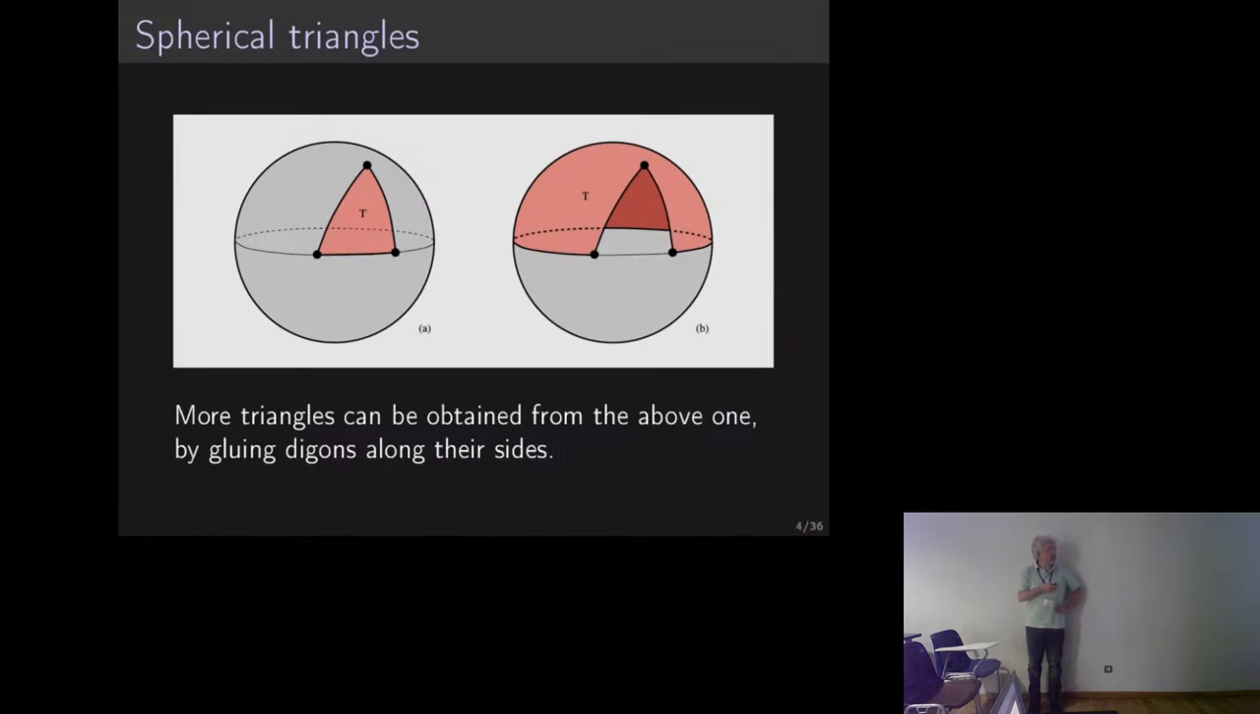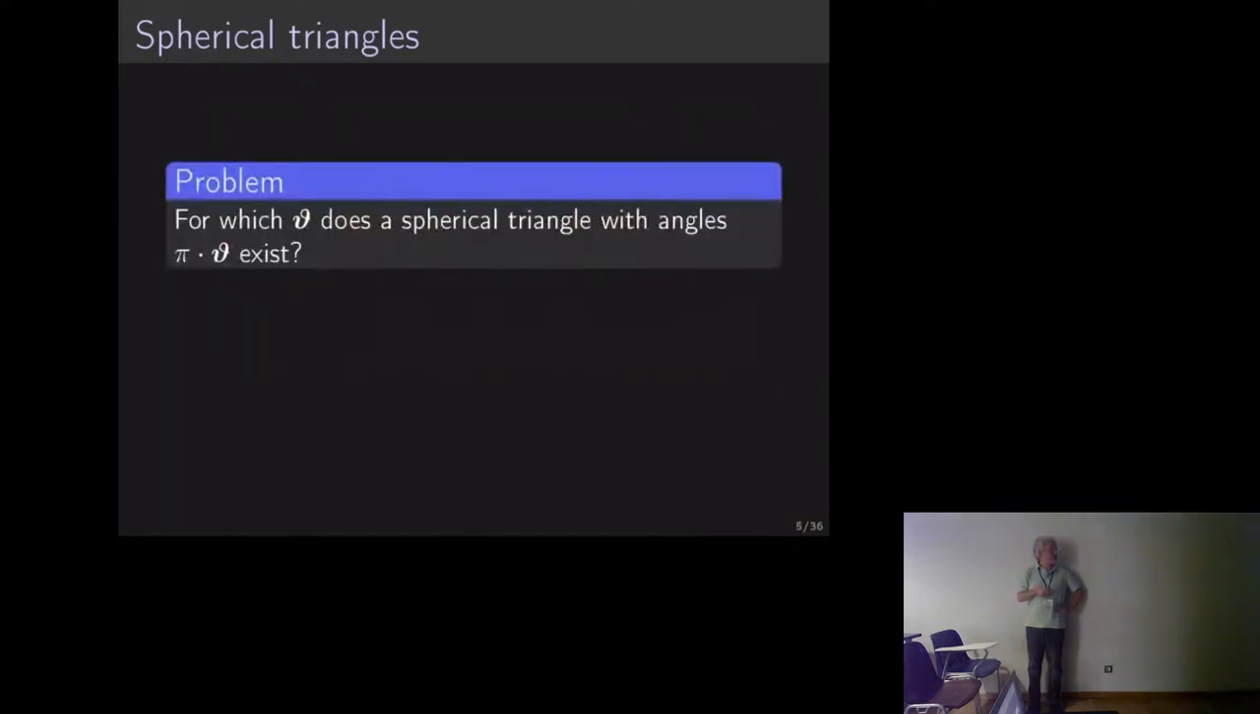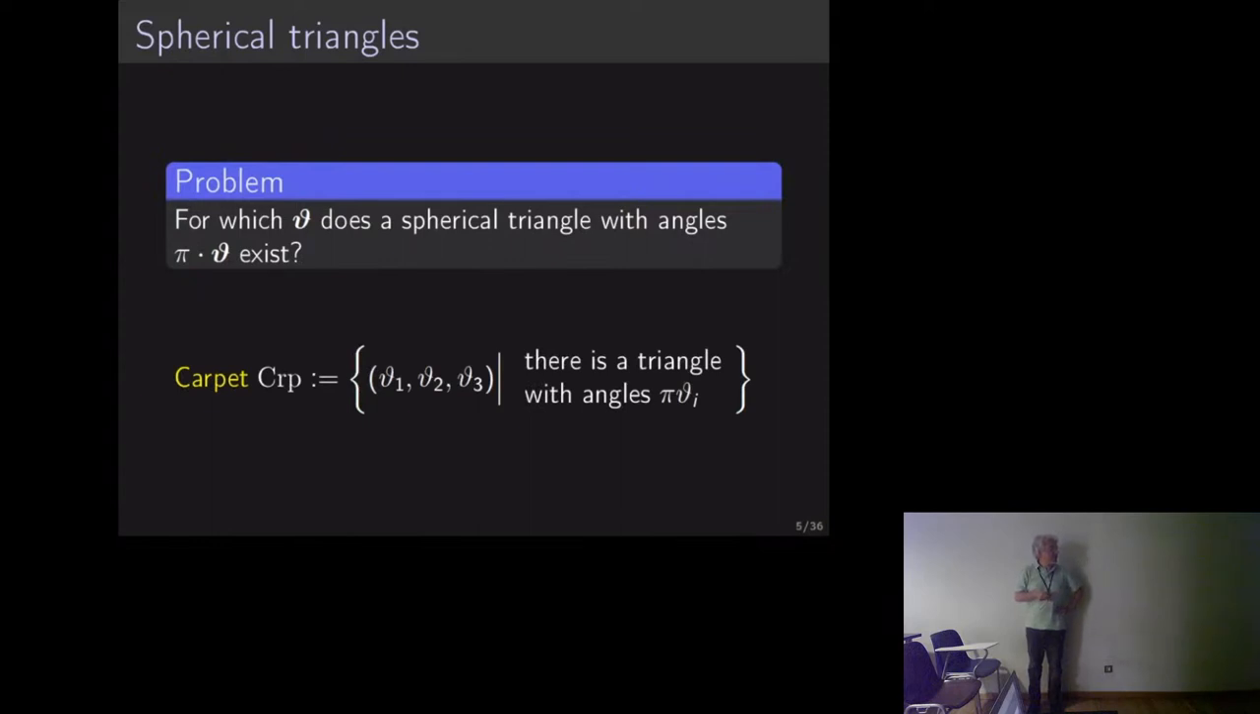But still, it's not clear that whatever triple of angles you give, you can get a triangle. So there are constraints. The first basic problem is: for which triples of angles can you construct a spherical triangle? For example, in the flat case, you just need that the sum of the three is pi. In the hyperbolic case, you just need the sum of the three to be at most pi. Of course, Gauss-Bonnet implies that you need the sum of the three angles to be at least pi. But that's not the only constraint. So let's call a carpet the set of triples for which a triangle exists.